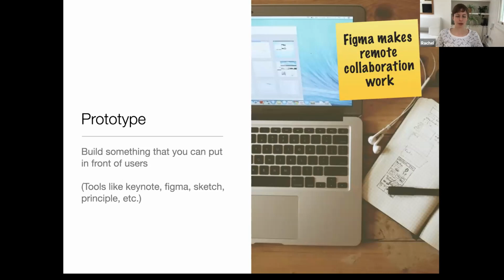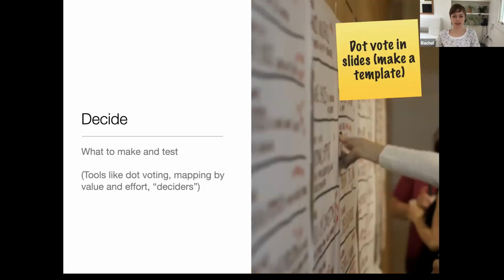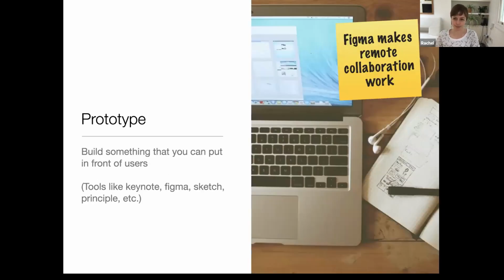Okay, so talking about prototyping. Oh, sorry, by the way, all of this can be done again in the slide deck with dot votes. I make a template with lots of little dots on them and put people's names by a color so people can pick them up and drop them in easily.